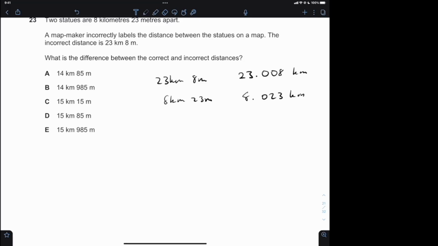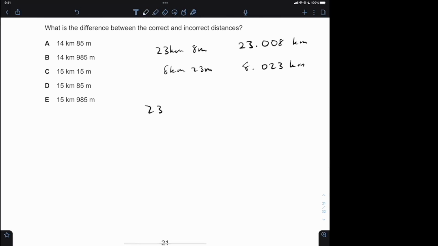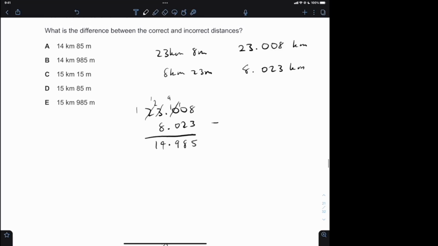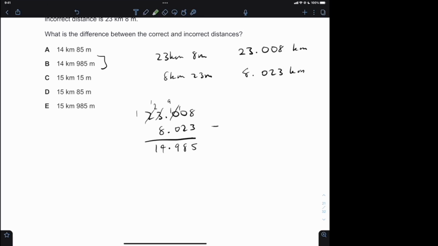All right, now it's just a subtraction to find the difference between these, making sure we line up the decimal place and just minus like normal. Right, so we need to borrow a few numbers. All right, so 10 minus 2 is 8, 9 minus 0 is 9, 2 minus 8 can't do, so we borrow here. 12 minus 8 is 4, and we get 14.985. So 14 kilometers, 985 meters, that's going to be option B.